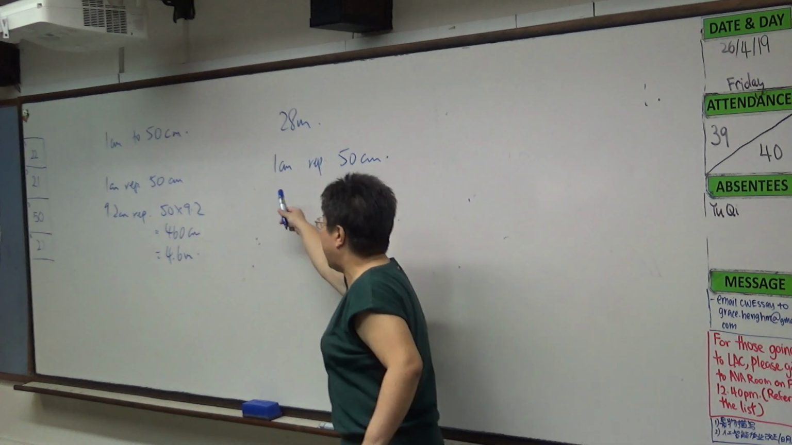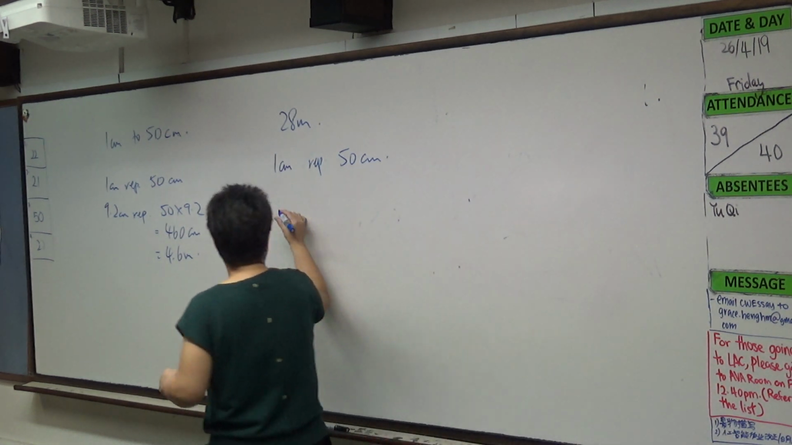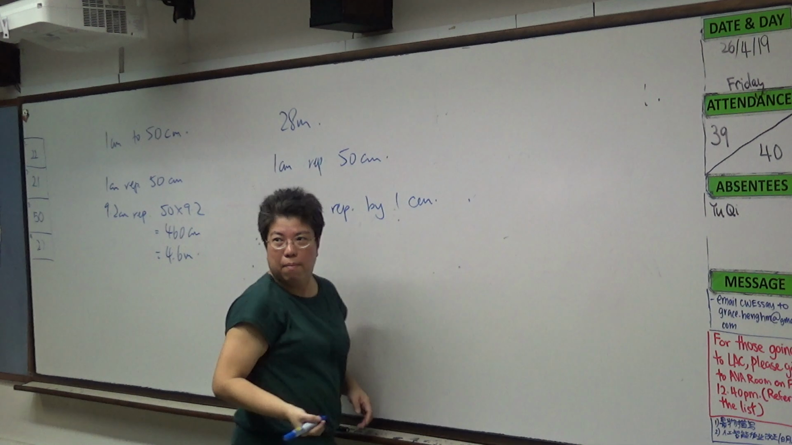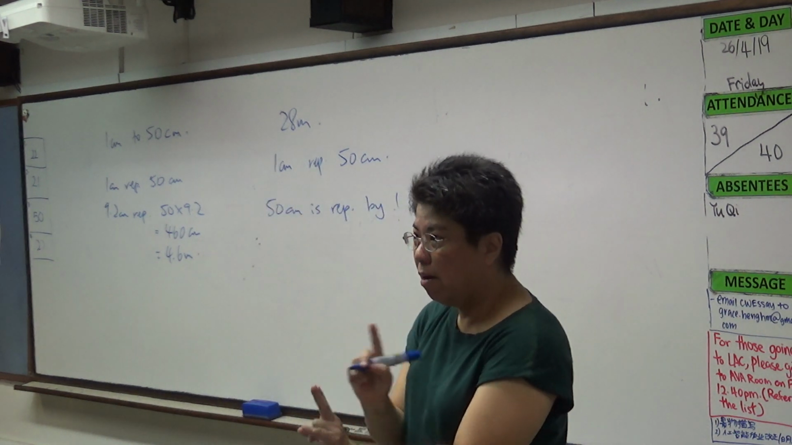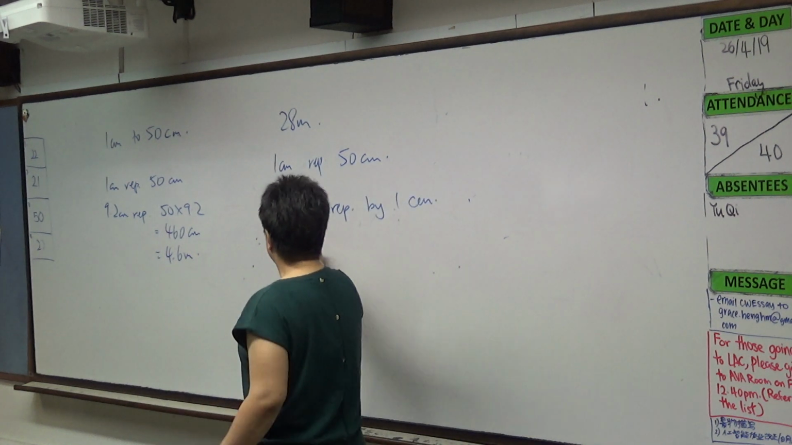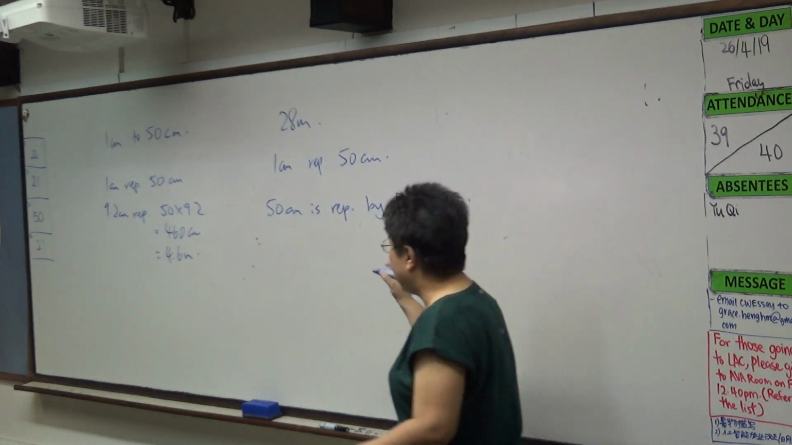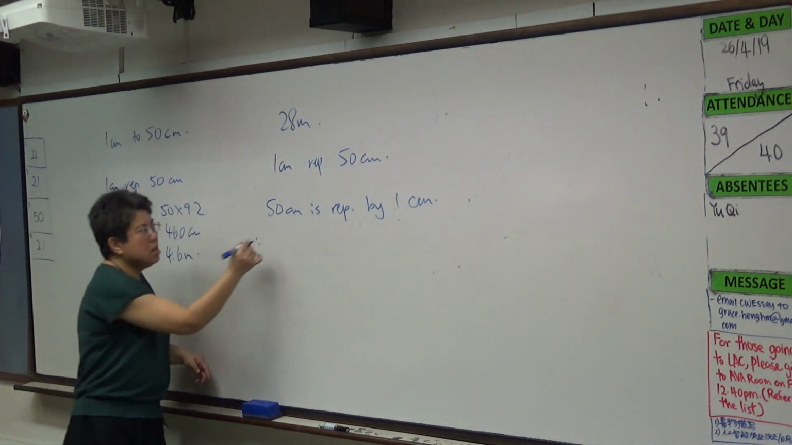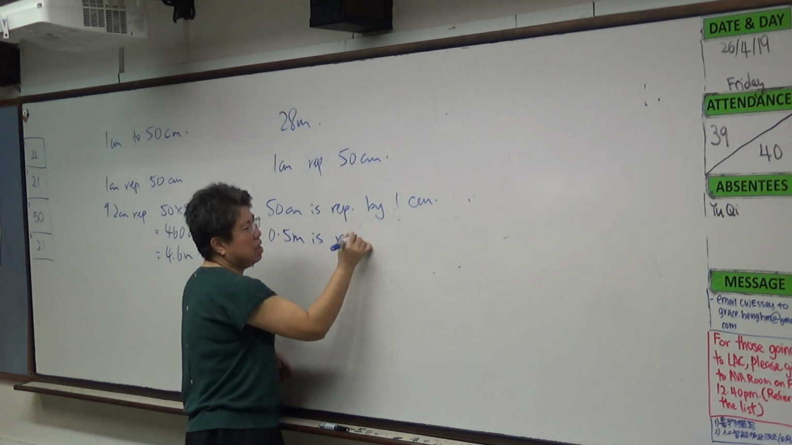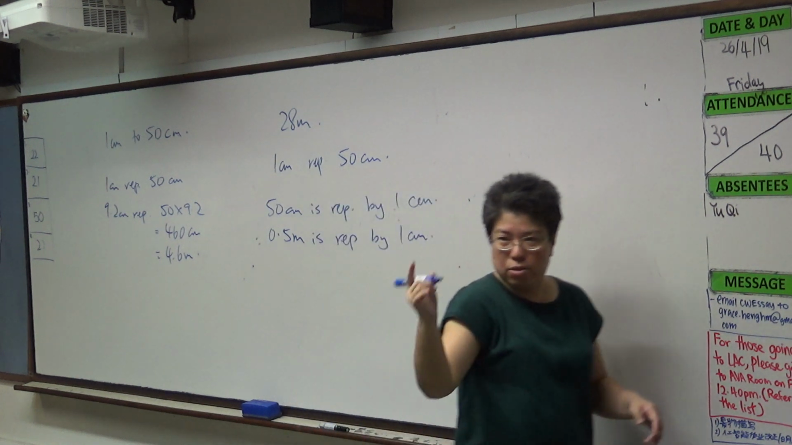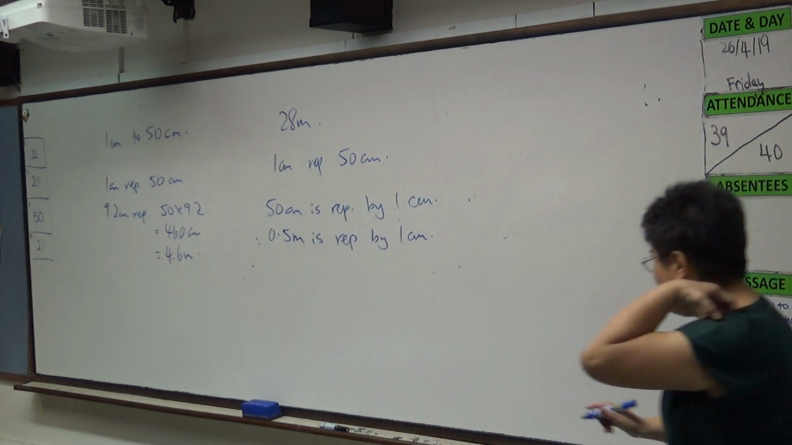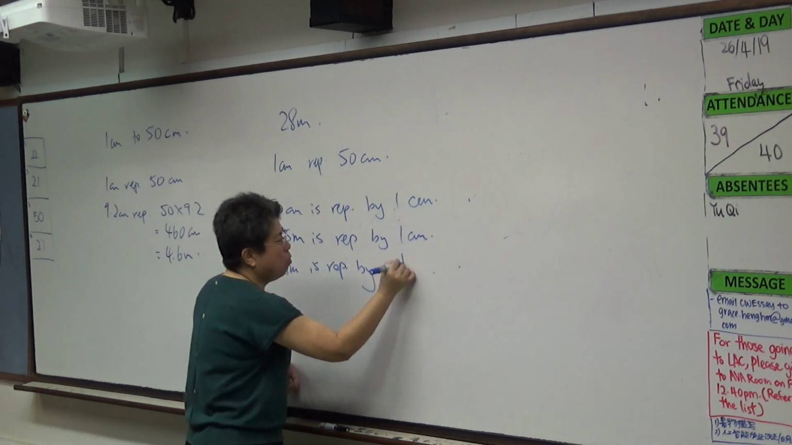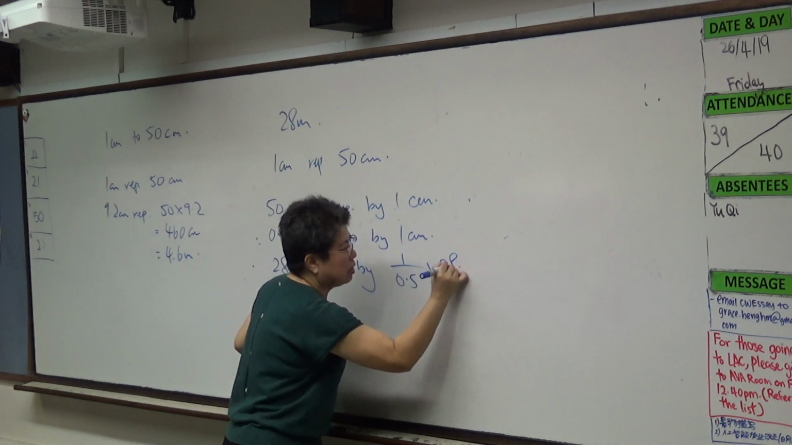That means this is the plan, this is the actual ground. Now, is it okay if I say 50 cm is represented by 1 cm? It's still okay, I just flip it around. Now I'll change this to meters because the question gave me meters. What is 50 cm in meters? Yes, 0.5 meter is represented by 1 cm. So now how many meters? 28. Very good. So 28 meters is represented by 1 over 0.5 times 28.